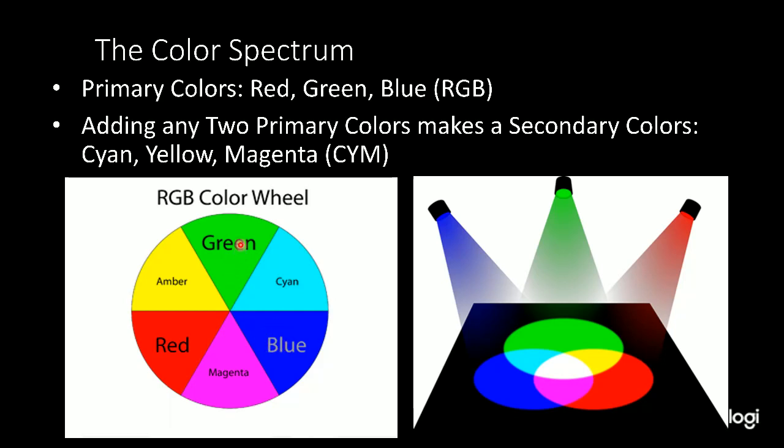So if I mix a green light with a blue light, I arrive at a cyan. If I mix blue with red, I get magenta. And if I mix red with green, I get amber or yellow. And you can see the three different sources here, a red light, a green light, and a blue light, and where they overlap creates a secondary. Where all three overlap, it moves to white, or it creates a white light.